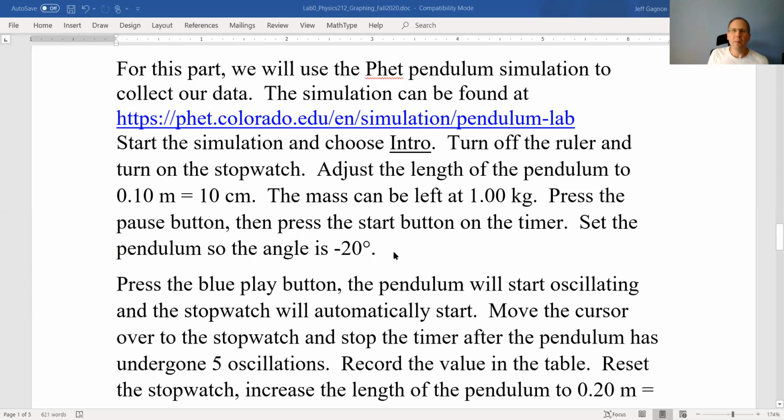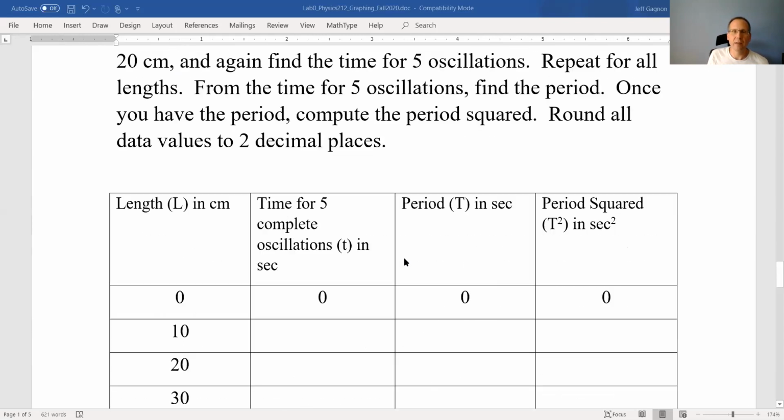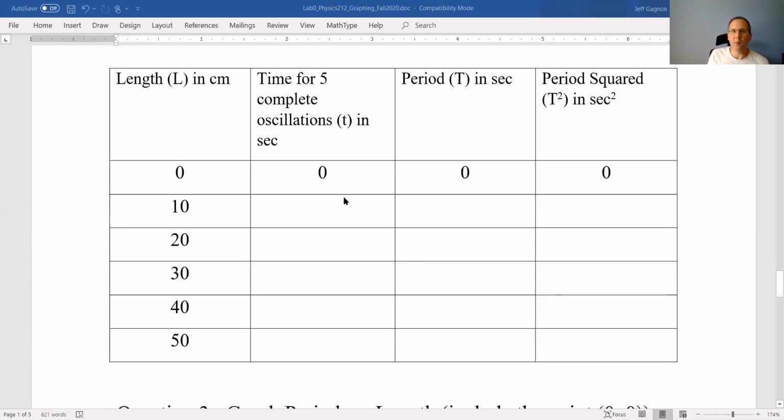Okay, so actually let me go to that right now and I will show you how to collect the data. Here's your table. Basically, we want the time for 5 oscillations for each of these lengths of the pendulum. Okay, so 0 is done for you, right? When the length is 0, the time is 0. That means the period is 0. Period squared is also going to be 0.